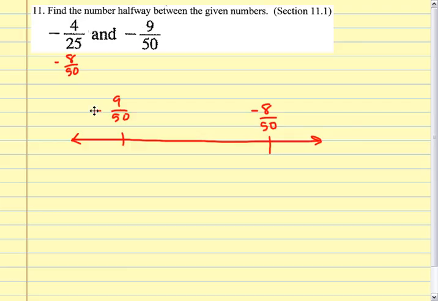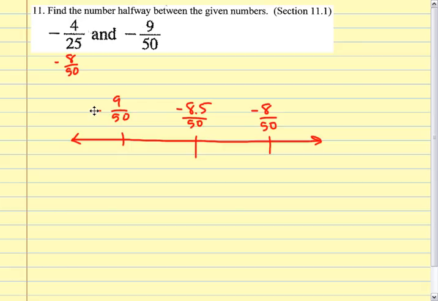What's halfway between those two? -9/50 and -8/50. -8.5/50, right? Do you agree that halfway between is going to be -8.5/50? Now I can't leave it like that, right? Because I got a decimal inside of a fraction.